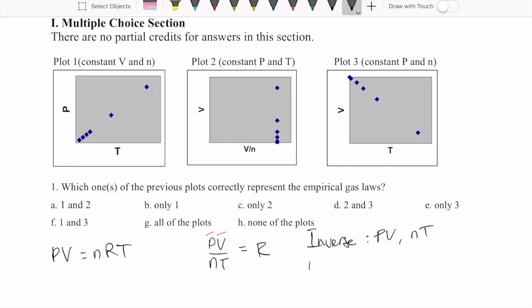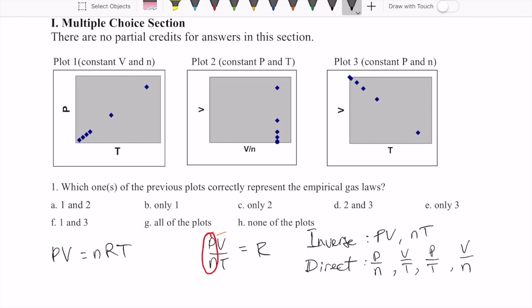Now let's take a look at the variables that have a direct relationship, or variables where if one goes up, the other one also has to go up in order to give us a constant. So variables that have that relationship in this equation would be, say, P and n. So if P goes up, n has to go up to compensate to give us a constant. So P over n, and then V over T, P over T, and V over n.